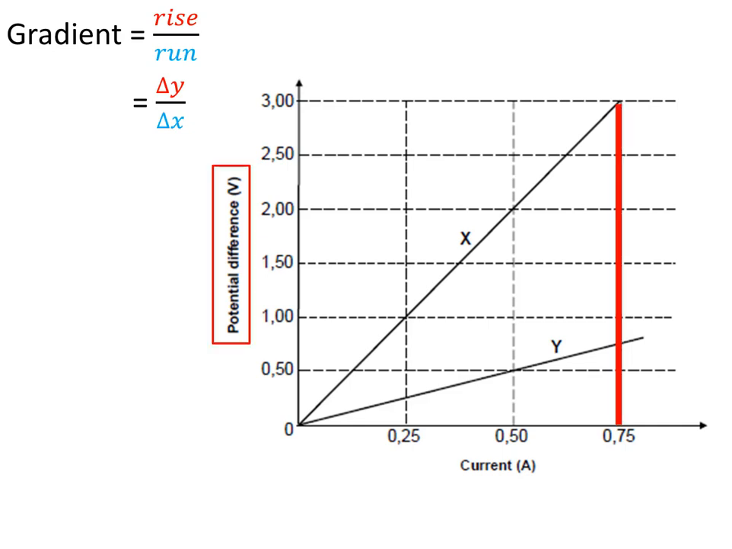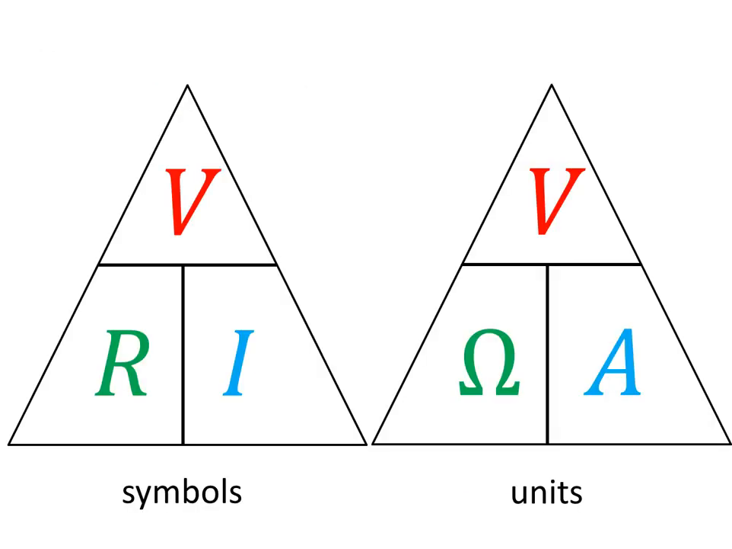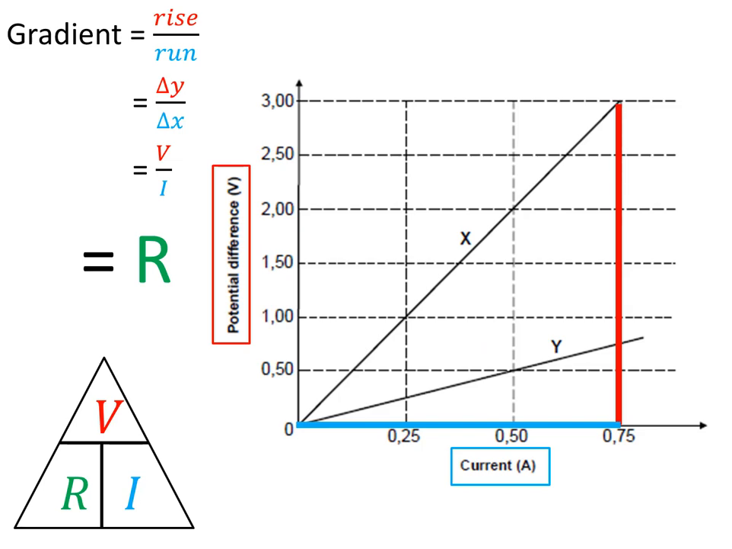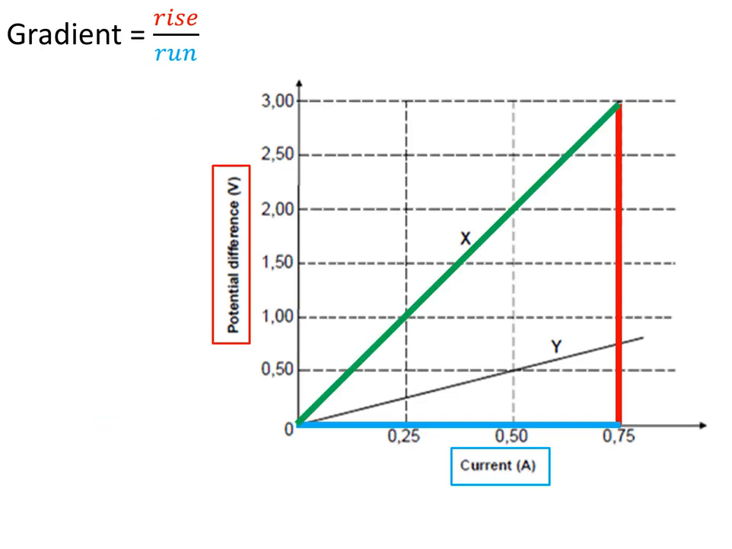The Y or vertical axis represents the potential difference across the resistors, and the X or horizontal axis represents the current strength through the resistors. So the gradient represents V over I. What is V over I? We know that resistance equals V over I. So the gradient of this graph represents the resistance of the resistors across and through which the measurements were made. For graph X, what is this value?